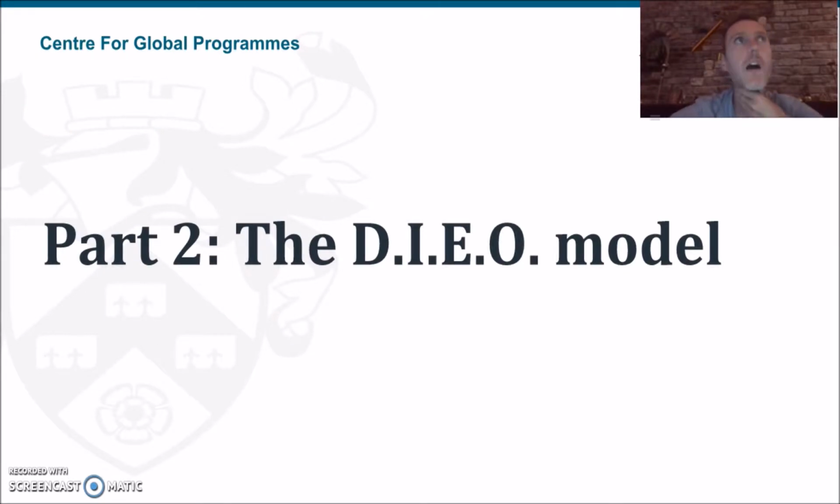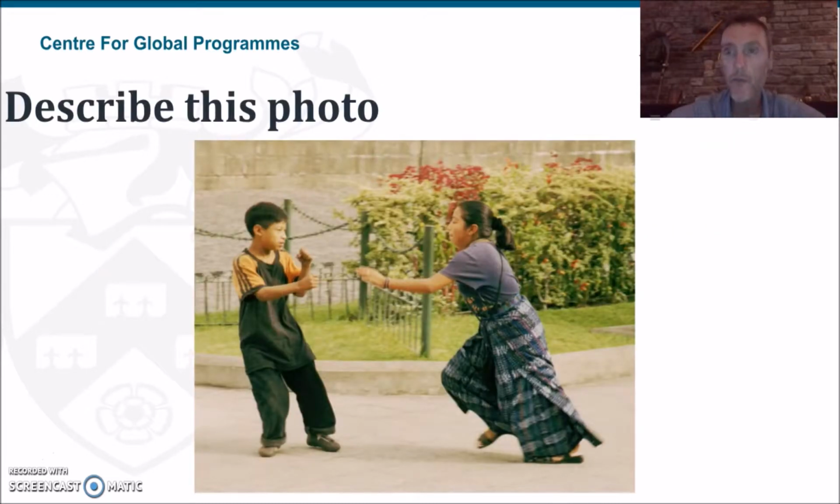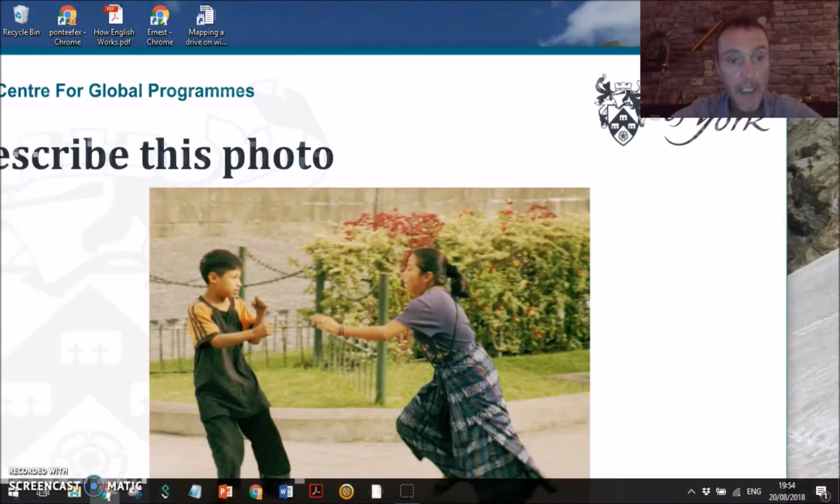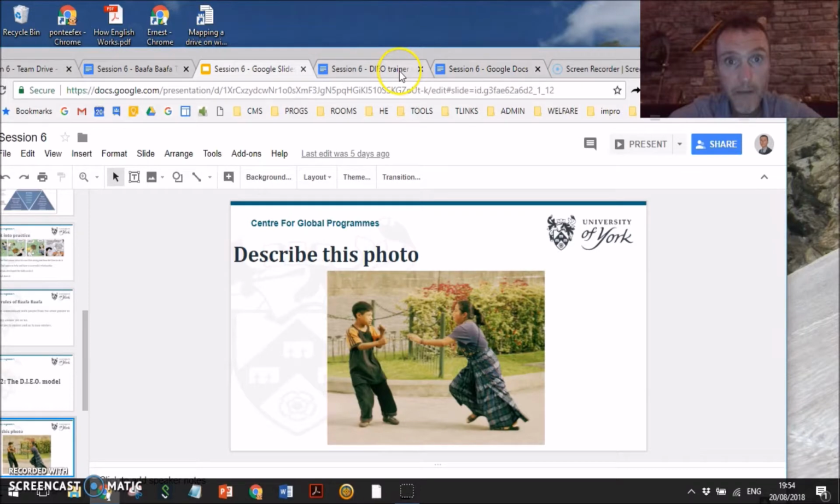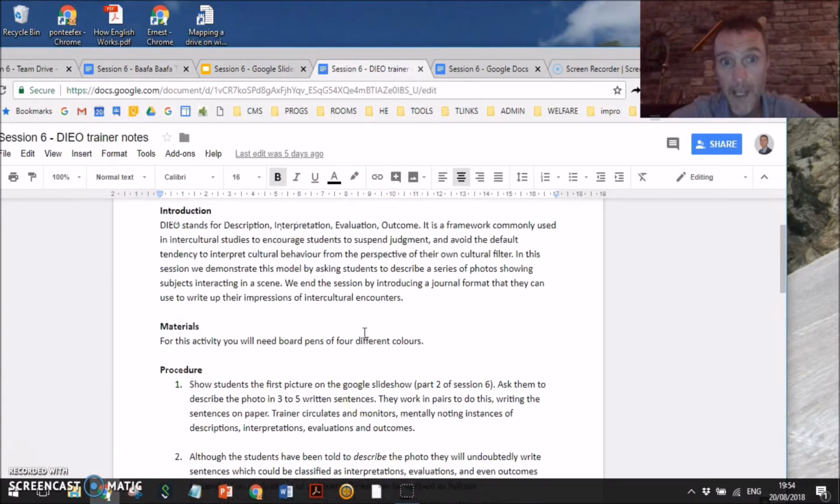Okay, so all that should take you, I would say, the best part of an hour. And then the last half hour of the session is taken up with something. It's a development from the role play, and it's called the DIO model. And we introduced this with this photograph. We asked the students to describe this photograph. There are actually very detailed teacher notes for this activity too.